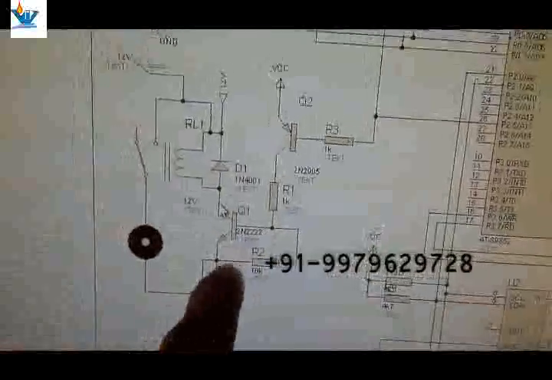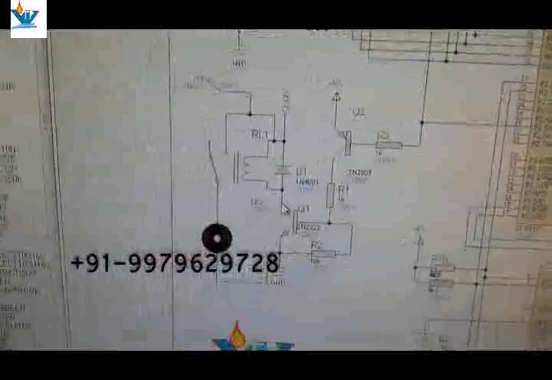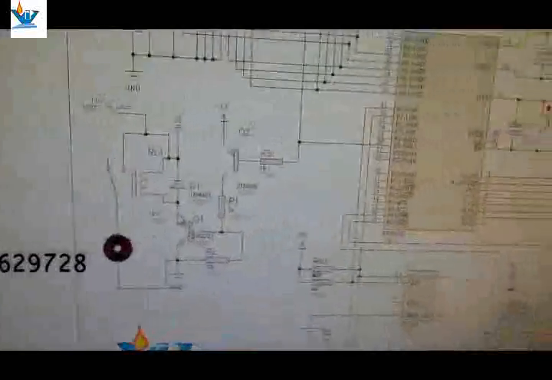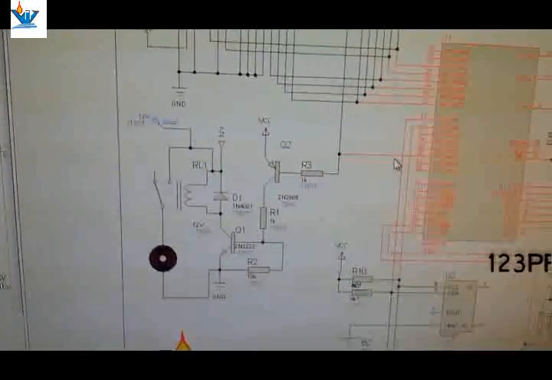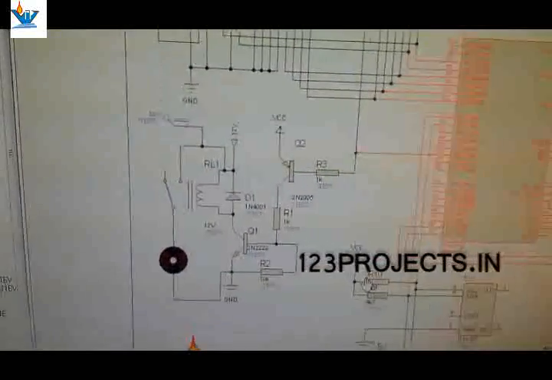So the ground is available from here to here, and the positive 12 volt is available from the power supply. So the relay is on when pin 2.5 is 0, and the relay becomes off when this pin is 1. So this is the project work.